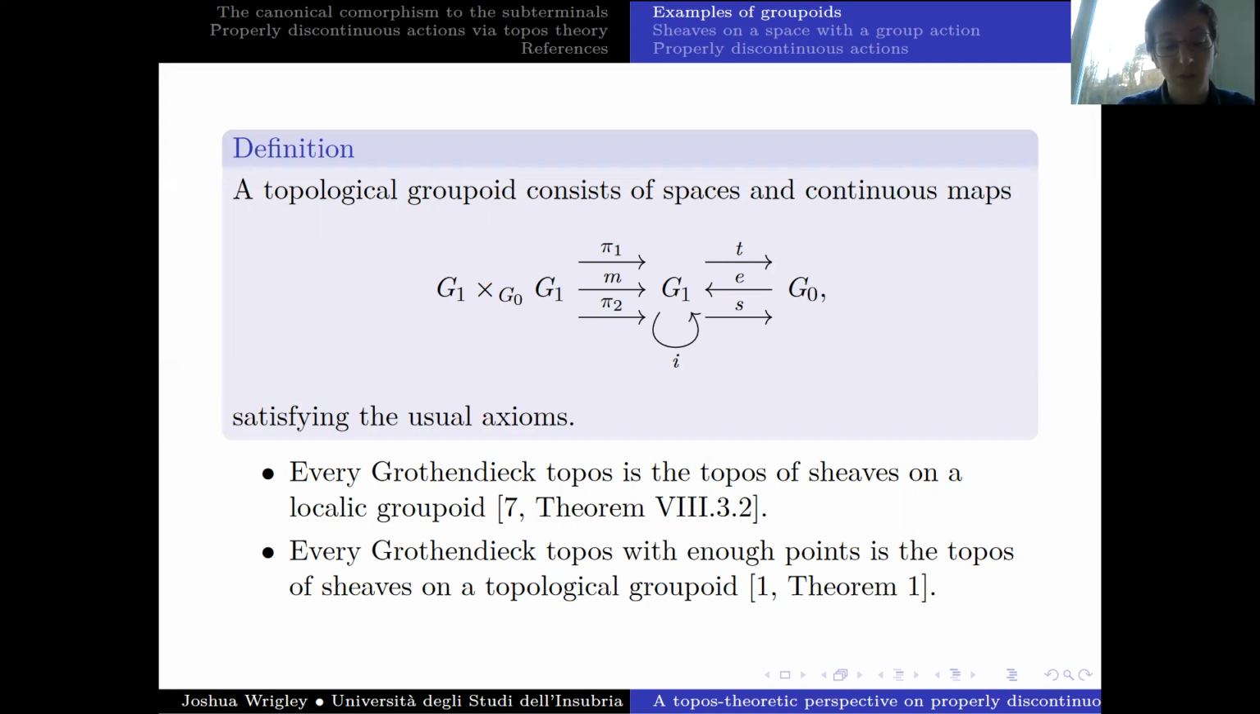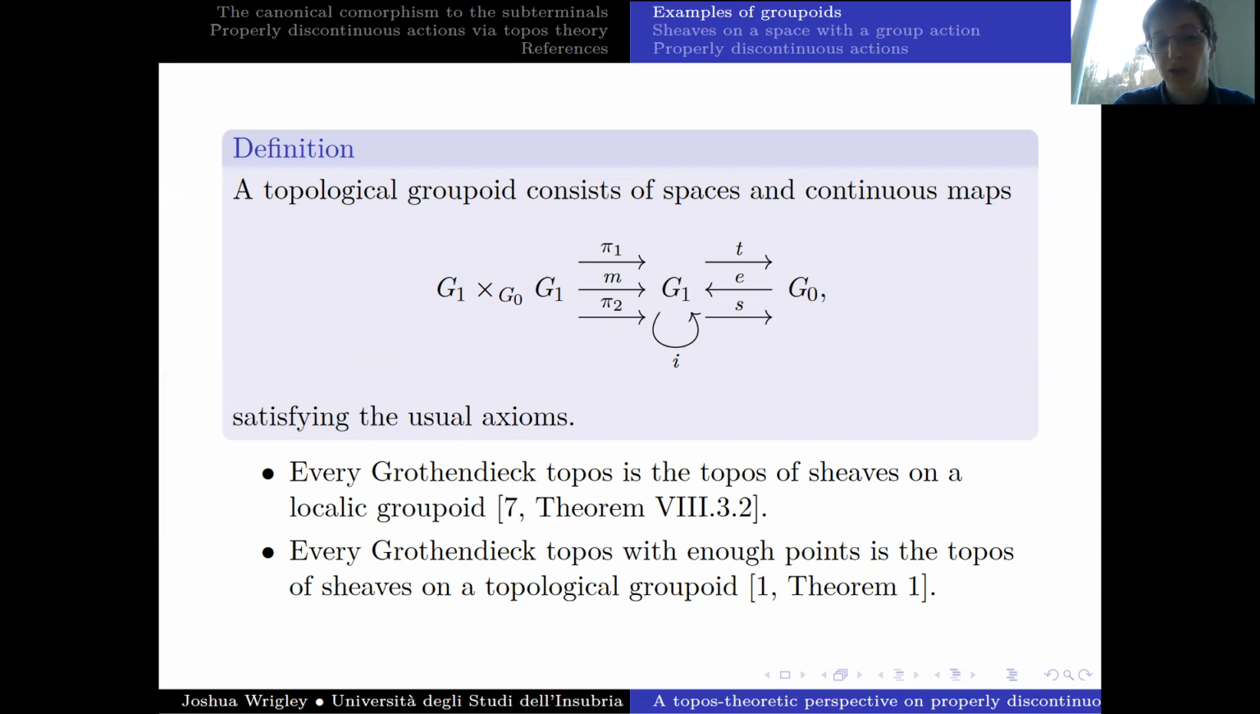To give the definition, a topological groupoid consists of some spaces and continuous maps which give the data of a groupoid. So we have a space of objects, G0, a space of arrows, G1, and then we've got some continuous maps between these spaces where, for example, E picks out the identity morphism for each object in G0. I gives all of the inverses of the arrows because we're in a groupoid, so every arrow is invertible.